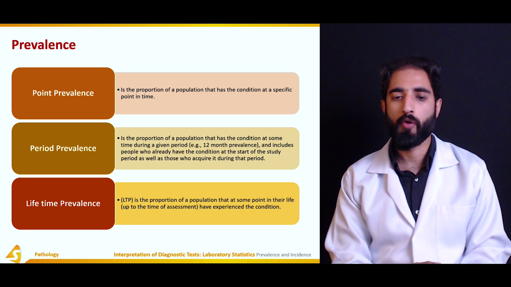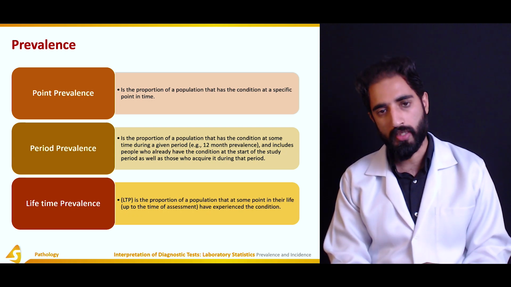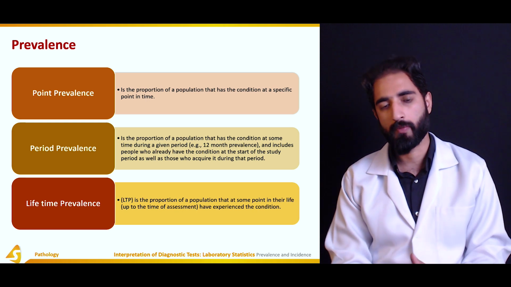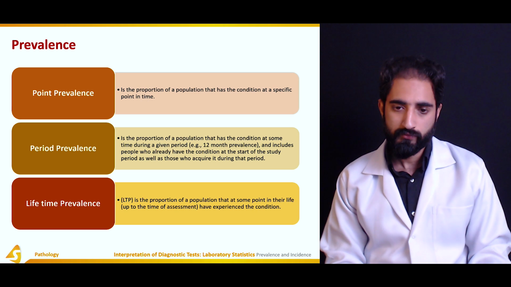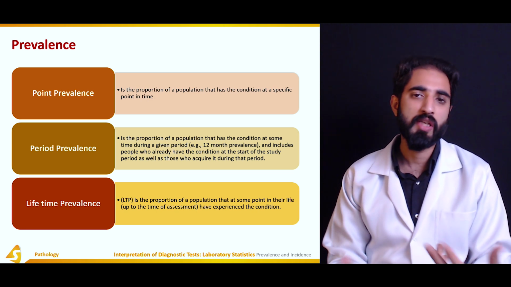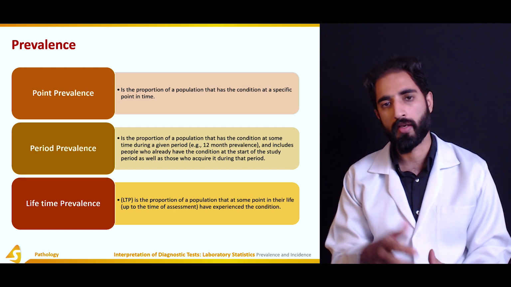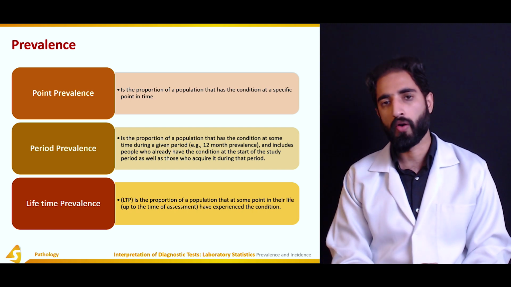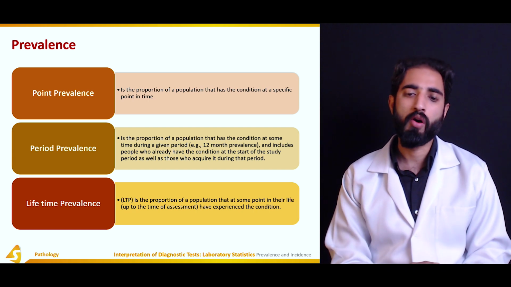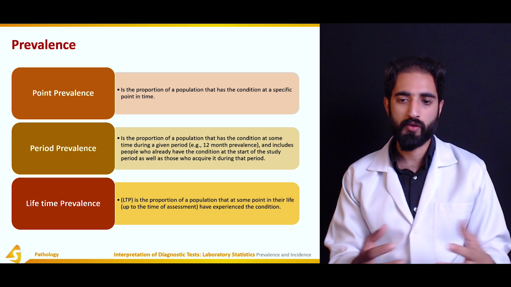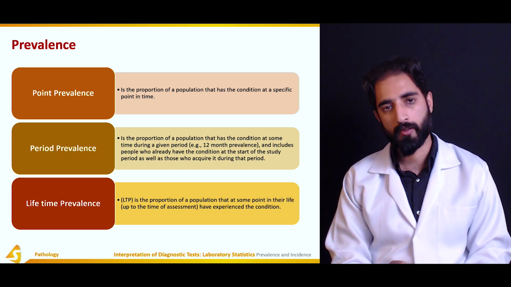Period prevalence is the proportion of a population that has the condition at some time during a given time period. For example, a 12-month prevalence. So a period prevalence can be 1 week prevalence, 6-month prevalence, 12-month prevalence, or any of that sort, depending on the type of study or analysis that we are wishing to conduct. And it includes people who already have the condition at the start of the study period, as well as those who acquire it during that period.